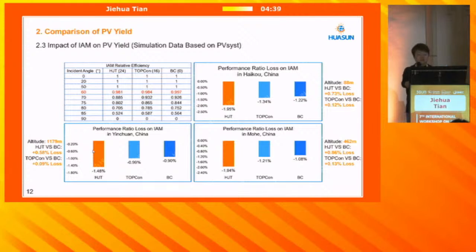This data or simulation uses PVsyst in Hainan. Due to the IAM difference, the performance ratio loss for HJT is largest. TOPCon is middle, BC is smallest. Inner Mongolia and Mohe are the same as Hainan.